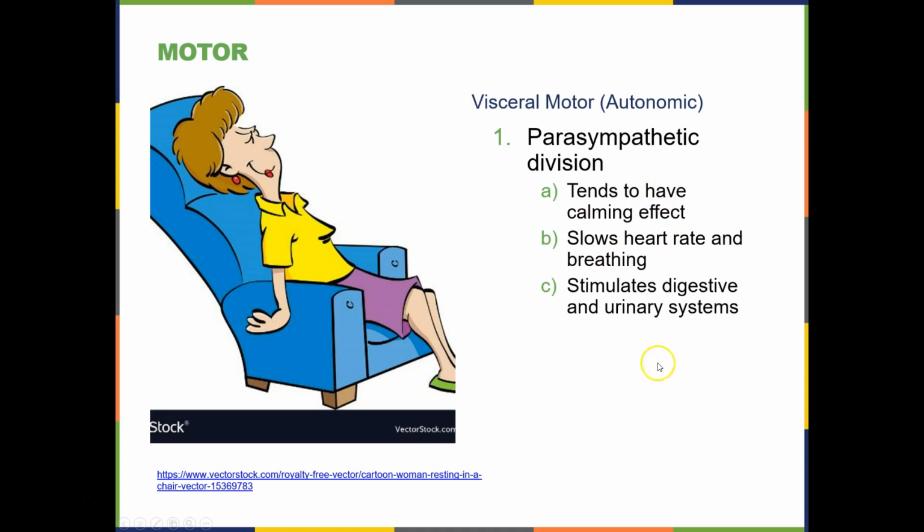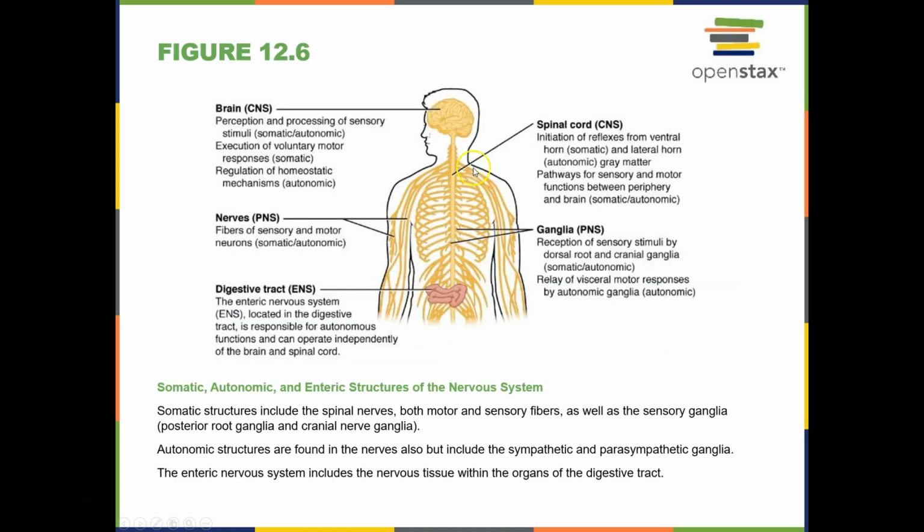its normal homeostasis. Here's another picture showing the breakdown of the nervous system. So we have the CNS, which is the brain and the spinal cord. We have the PNS, which are all the nerves and the ganglia outside of the brain and spinal cord. And then something I haven't talked about yet, and I won't talk a lot about in this chapter, is called the ENS, or the digestive nervous system.